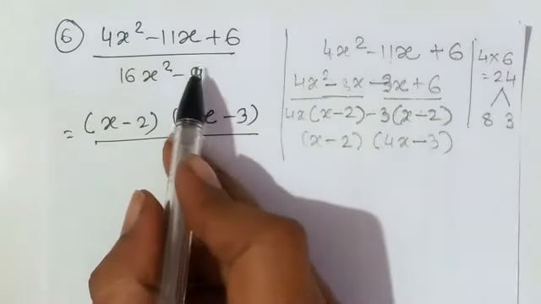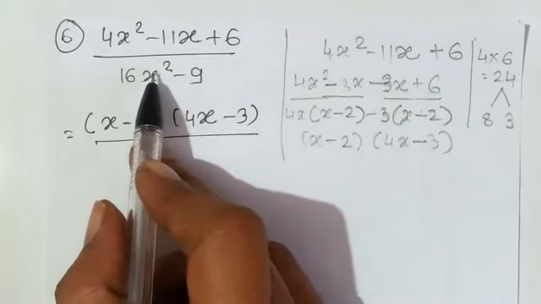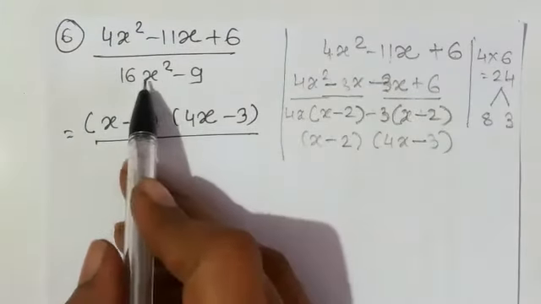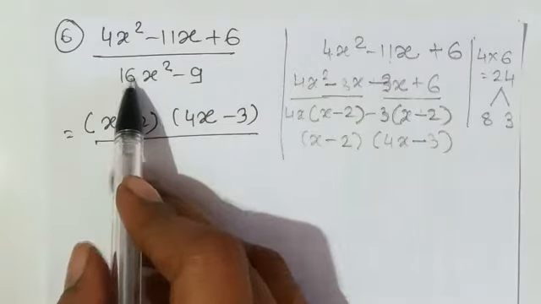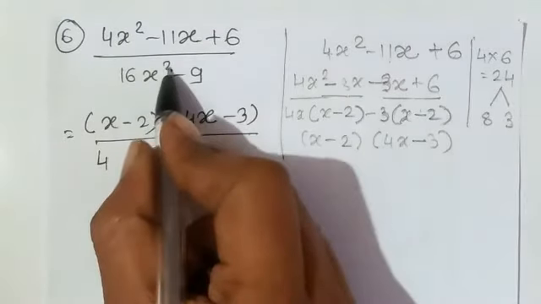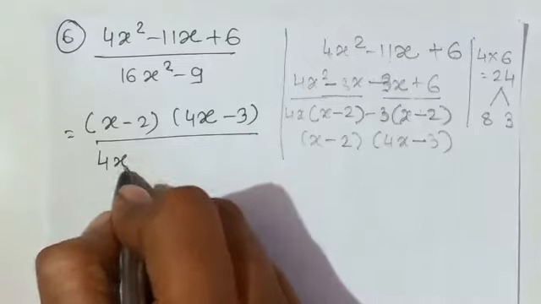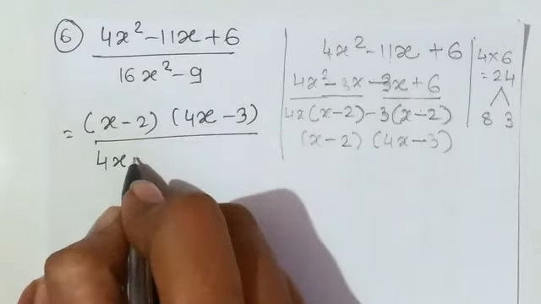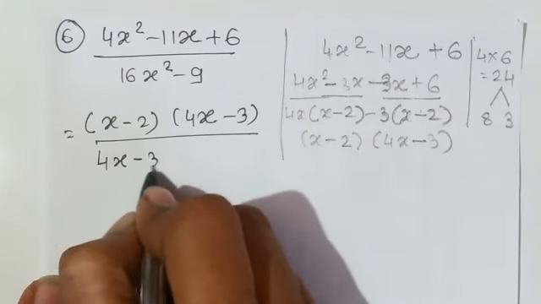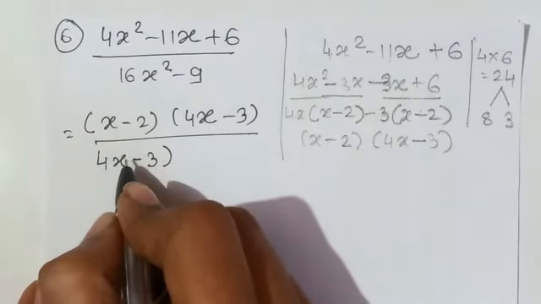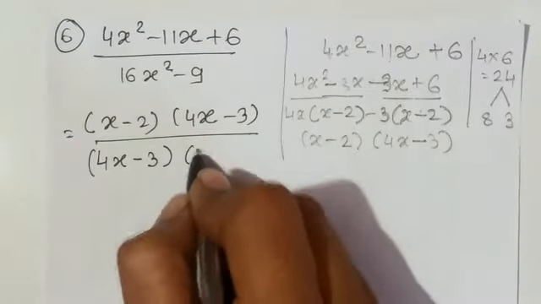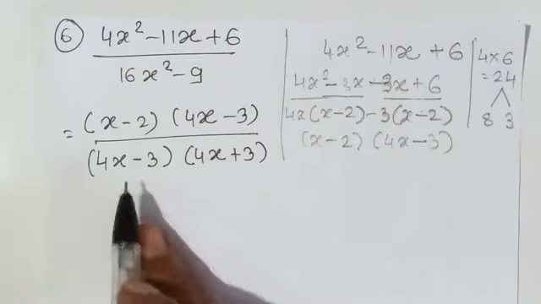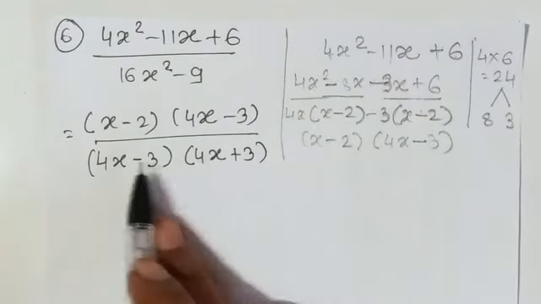Now let's think about the denominator place. 16x square minus 9. It means here we can find the square roots. The square root of 16 is 4. The square root of x square is x. And the square root of 9 is 3. It means 4x minus 3 in one bracket and in another bracket 4x plus 3. So like that way we can get the answer.